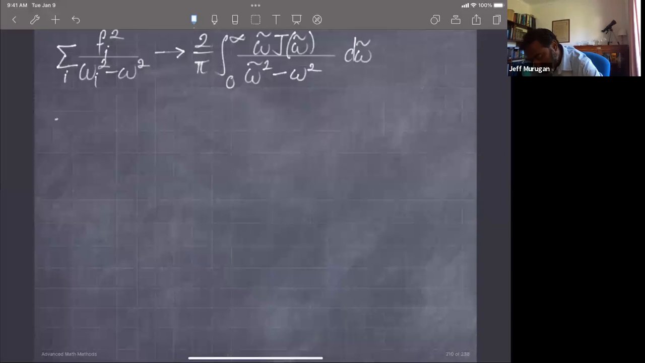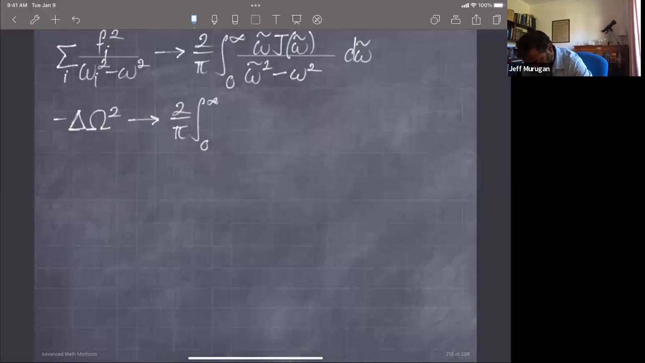And similarly, this shift function delta omega squared, which you recall was the sum over f_i squared over omega_i squared, becomes 2 over pi, an integral from 0 to infinity of j of omega tilde over omega tilde d omega tilde, from 0 to infinity.